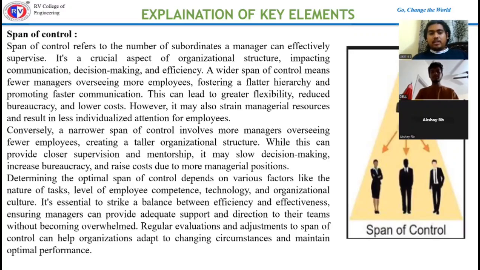A narrow span, with fewer employees per manager, creates a taller organizational structure. While this can provide closer supervision and mentorship, it may slow the decision-making process due to the increase in bureaucracy and raise costs due to more manager positions.